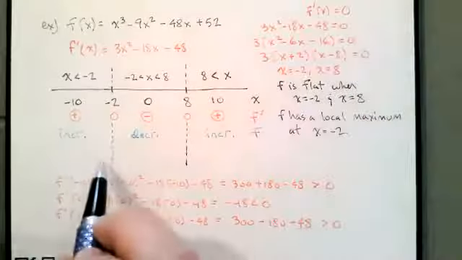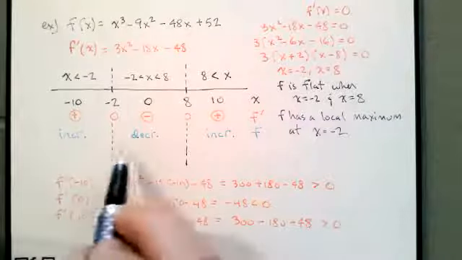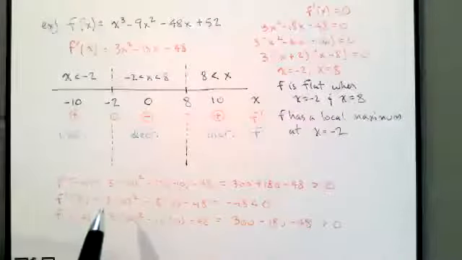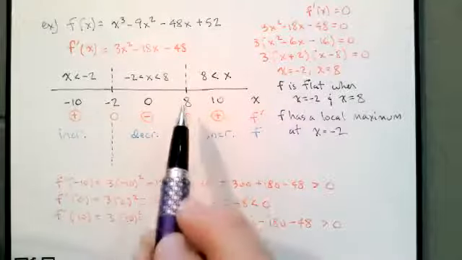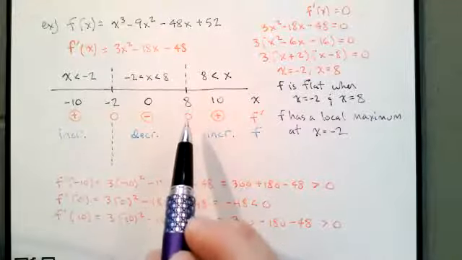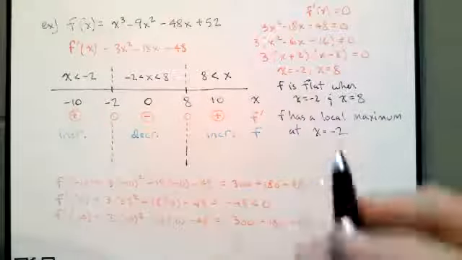Because the function is changing from increasing to decreasing, it must max out at -2 when it goes flat. And then since f changes from decreasing to increasing when x is equal to 8, we would say f has a local minimum when x equals 8.